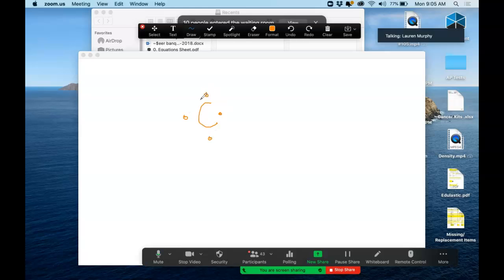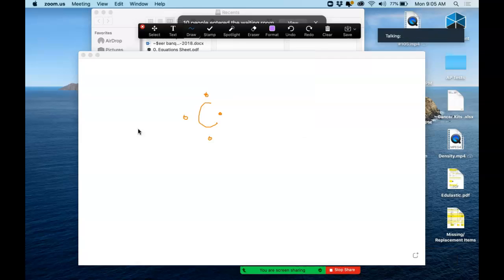Carbon has 4 valence electrons. Oxygen has 6. 1, 2, 3, 4, 5, 6. So I have to bond at least once. And then I notice nothing has 8 electrons around it yet. There's no stability yet. So I'm forced to bond again here.